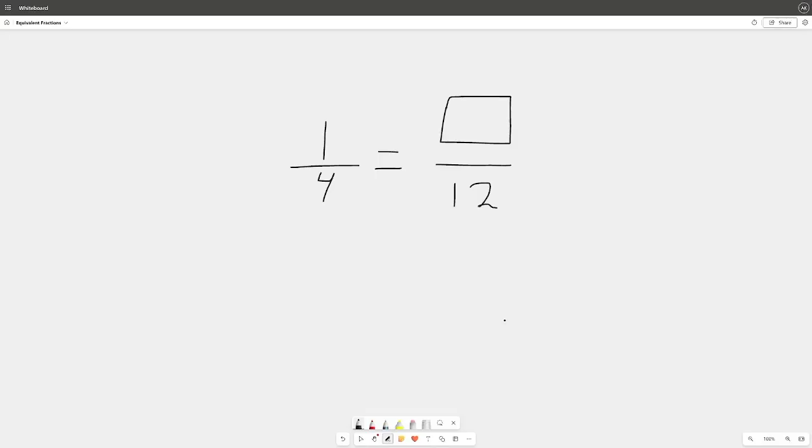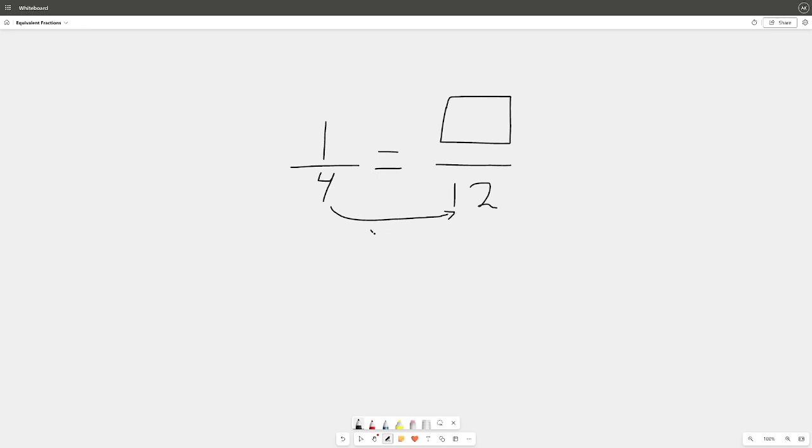So we have arrived at the last example of this video. So what are our two fractions? We have 1 over 4 on the left side, and we have blank over 12 on the right side. Now, in this equation, we're looking to get from the left number up here, the 1, to the right number. The right number is the unknown. So we're going to ask ourselves, what did we do to the 4 to get to the 12?